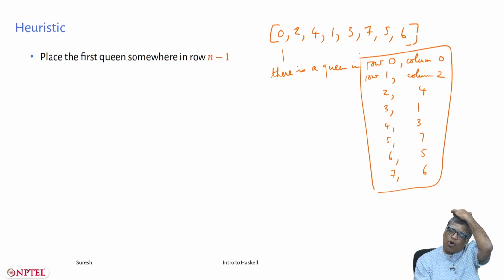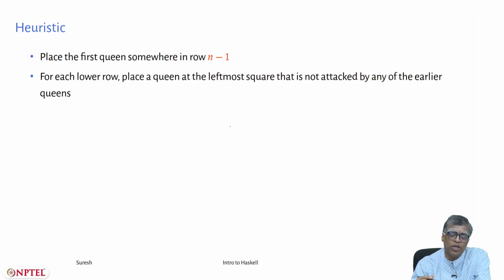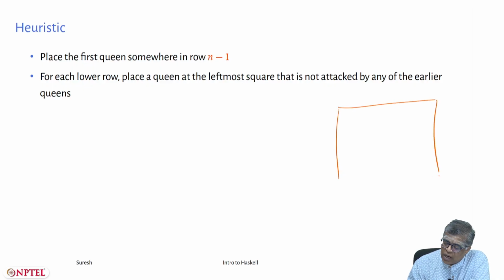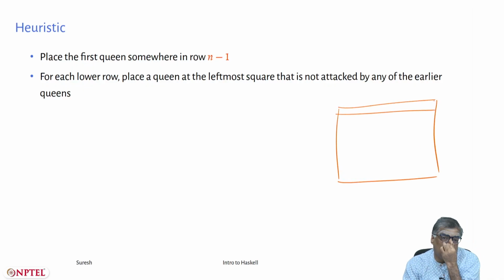You can actually draw out the picture on a board and figure out whether this is the correct configuration by trying to see if some two queens attack each other. Here is the solution that we want to try. Place the first queen somewhere in row n-1. We will start with the top row. For each lower row, place a queen at the leftmost square that is not attacked by any of the earlier queens. So we will start here and place the first queen somewhere in row n-1.